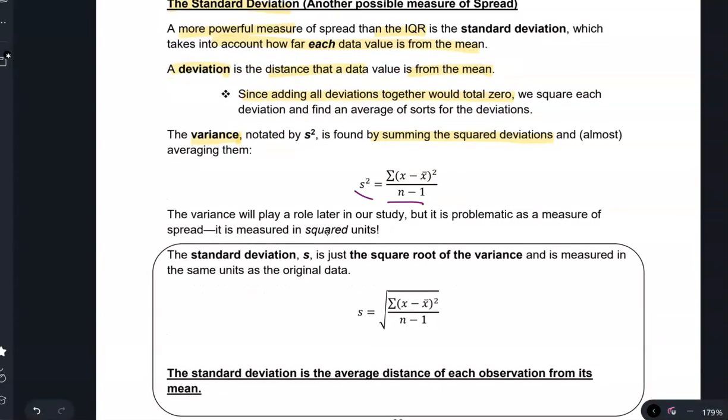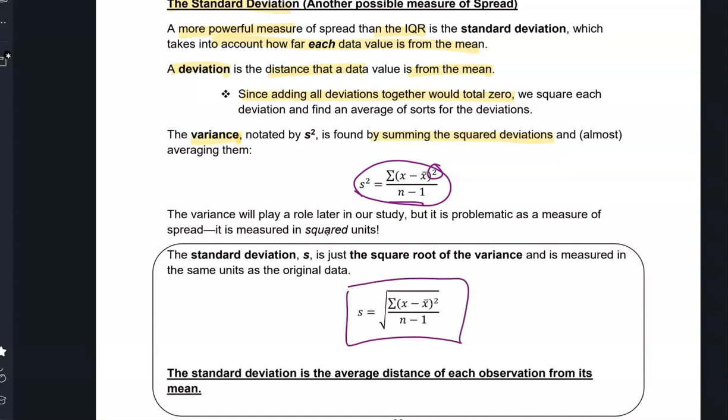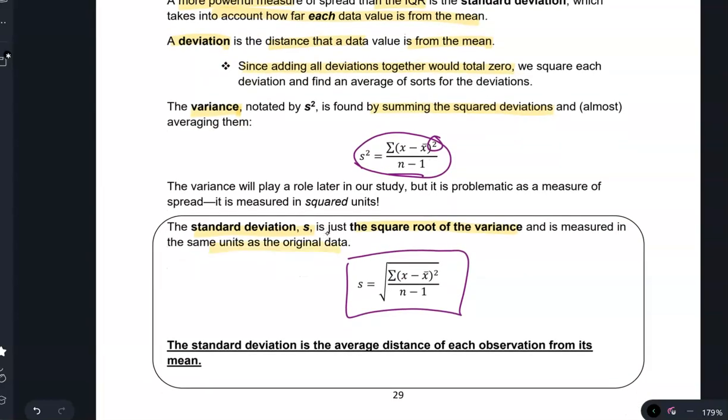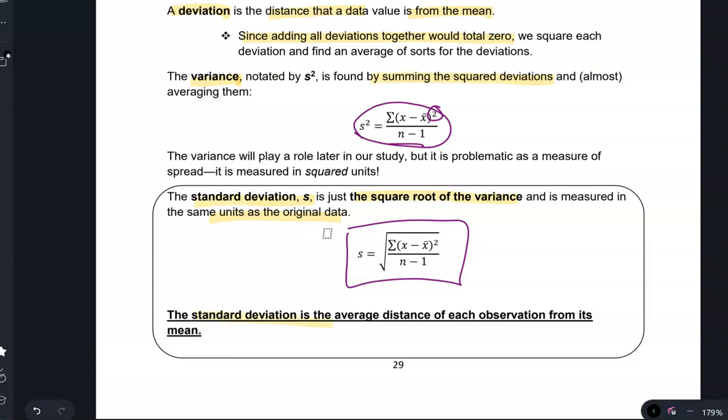Now, this is technically what's called the variance, which sounds a lot like variability. But they wanted the standard deviation, the average distance from the mean. So to undo squaring everything earlier, they took the square root of that final answer. So your standard deviation S is the square root of your variance, and it uses the same units. Like I keep saying, standard deviation is the average distance of each observation from its mean. That's the mathematical definition, even though they're doing some magic here.